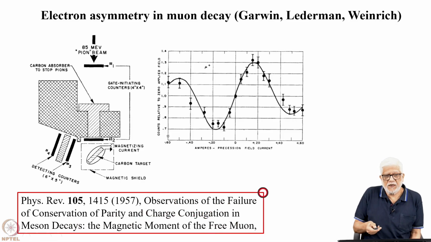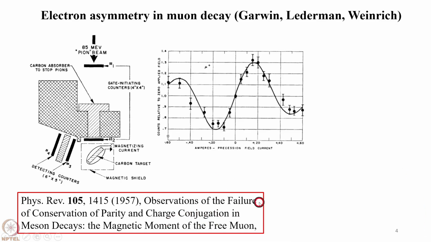Of course, why charge conjugation? Because of course, pions of both types are produced, and if they cancel each other's effect out, then of course you will not see any effect. So, this also indicated that there is failure of the conservation of parity and charge conjugation.